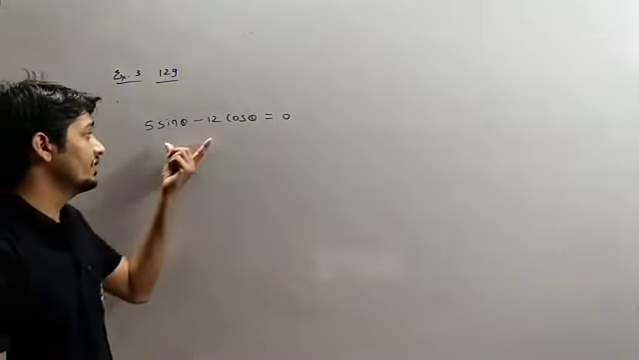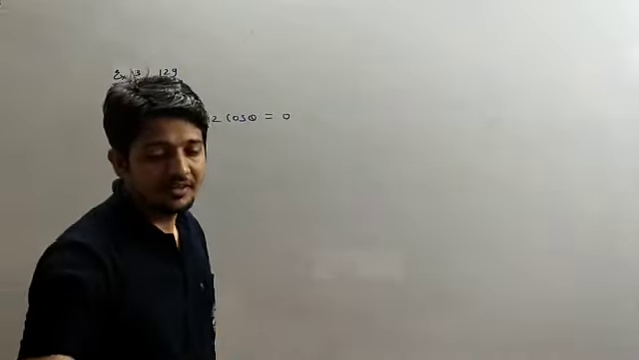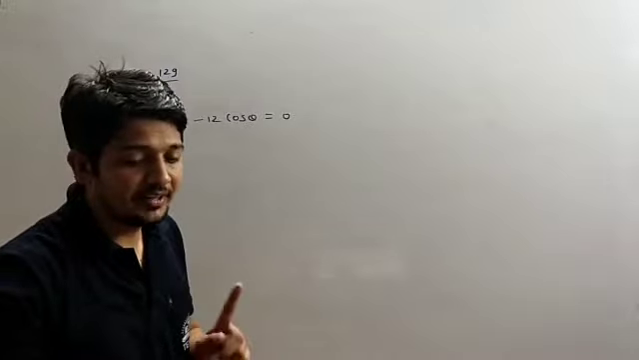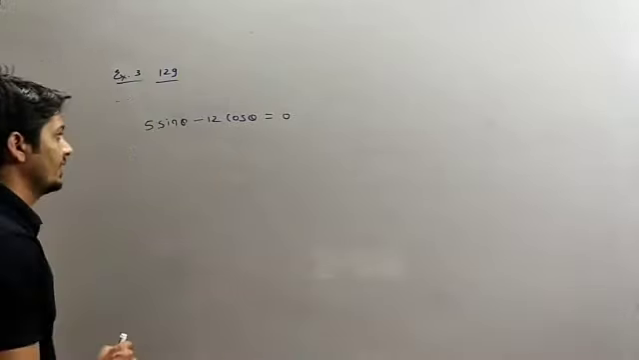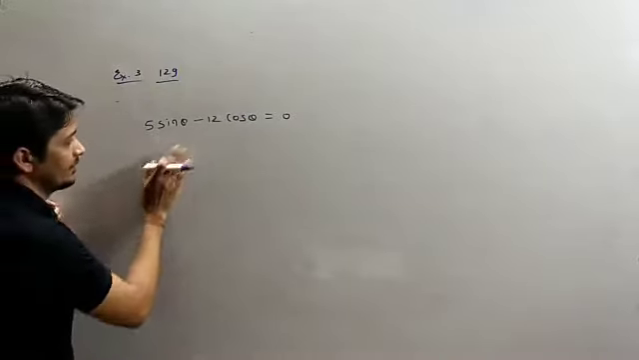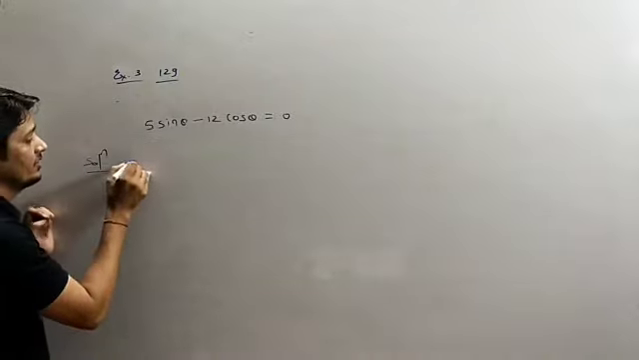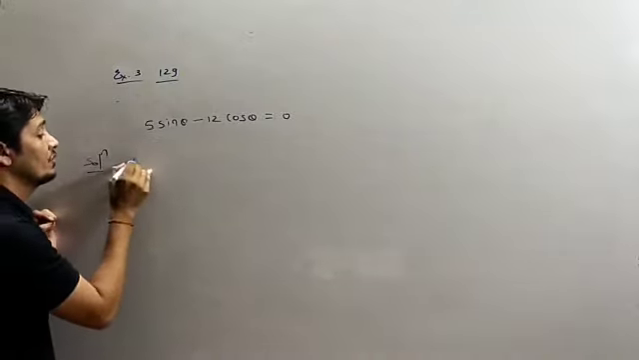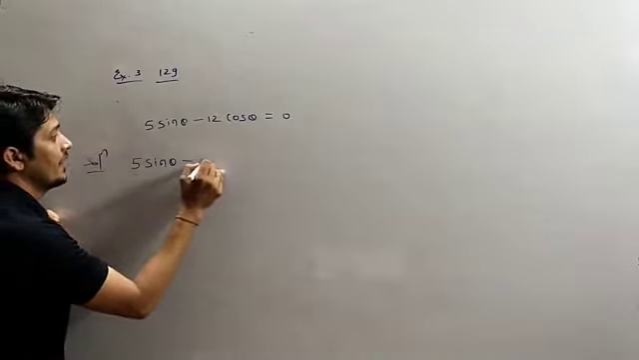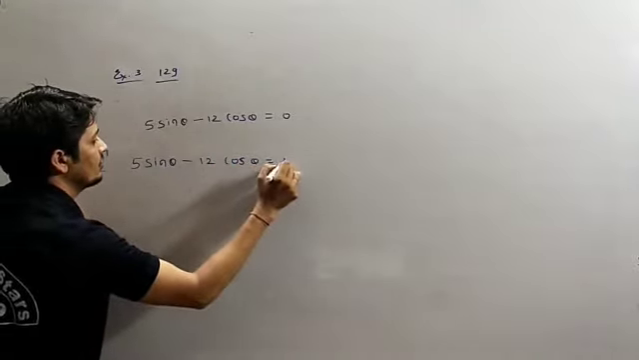By using this, we have to calculate the values of sec theta and cosec theta. So we have to solve this first. Solution. We will write the question first. It is 5 sin theta minus 12 cos theta equals 0.